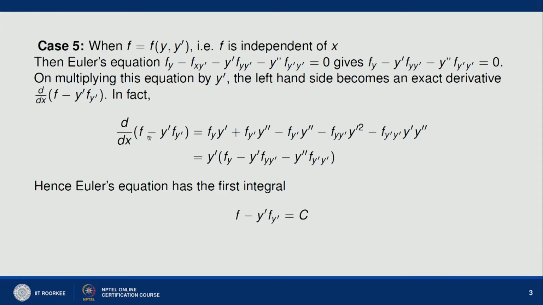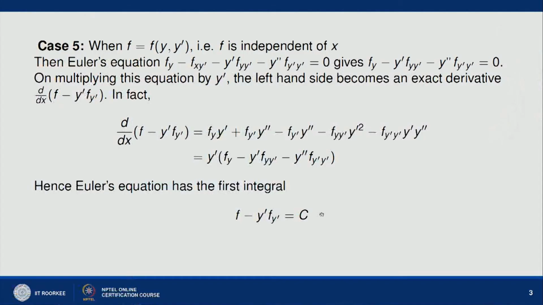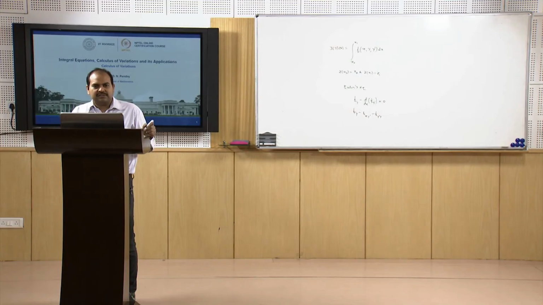So if we solve this, if we integrate d/dx of (f minus y' f_y') equal to 0 with respect to x, we can say that we have this equation: f minus y' f_y' equal to c. So this is your first order differential equation in terms of y', and this does not contain the variable x in an explicit manner. We can solve this equation with respect to y', with the usual method or with the introduction of any kind of parameter. So let us take an example based on this and see how important this case is.